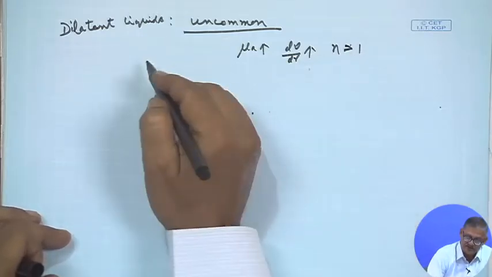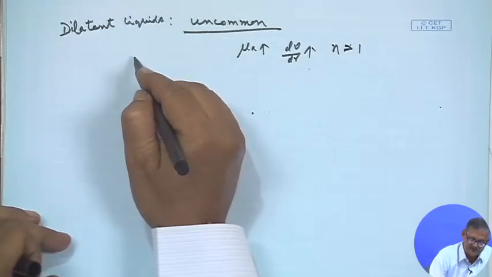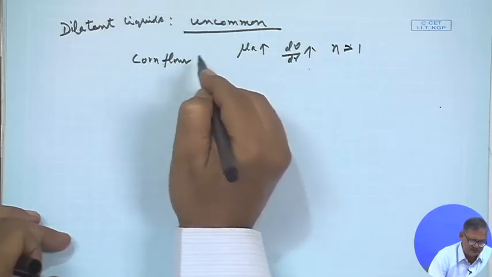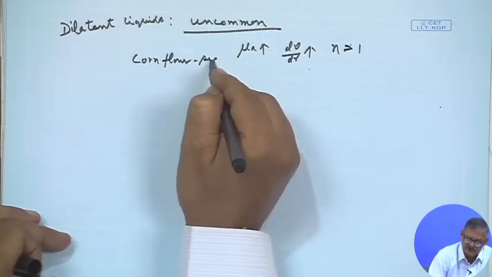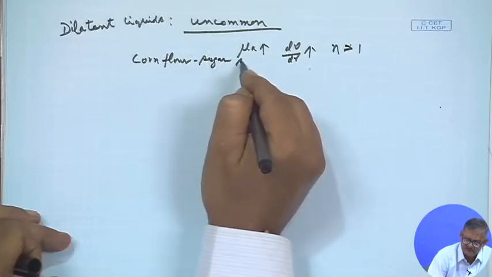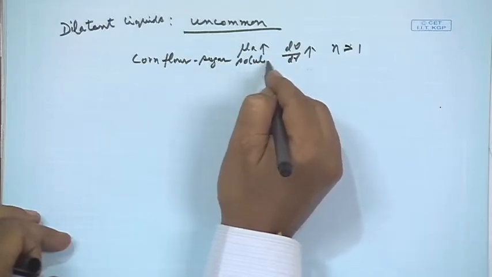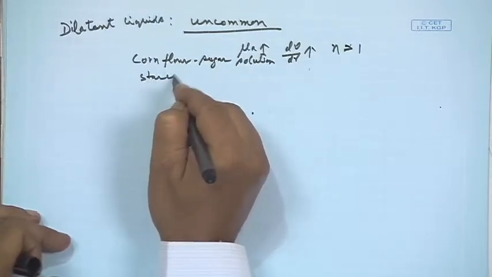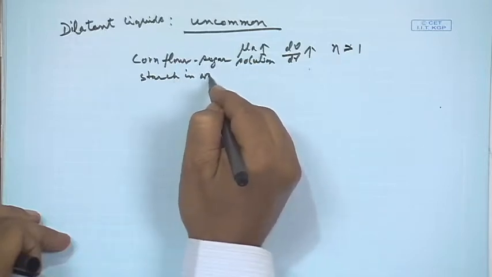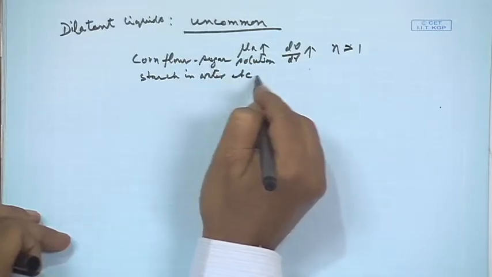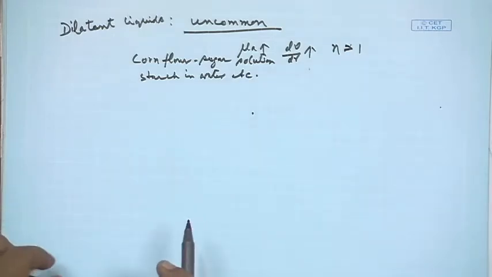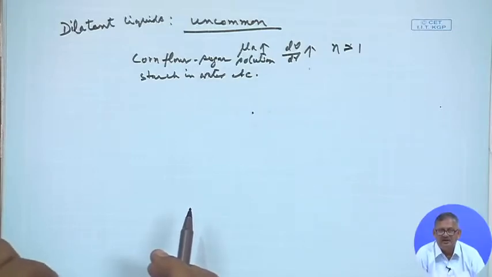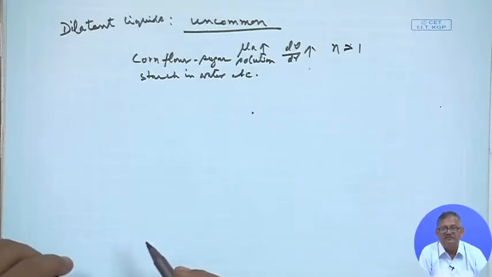So, examples of this kind of liquid are corn flour sugar solution, starch in water solution, etc. Very, very uncommon kind of fluid. This is the dilatant one where n is greater than 1 in the power law equation.